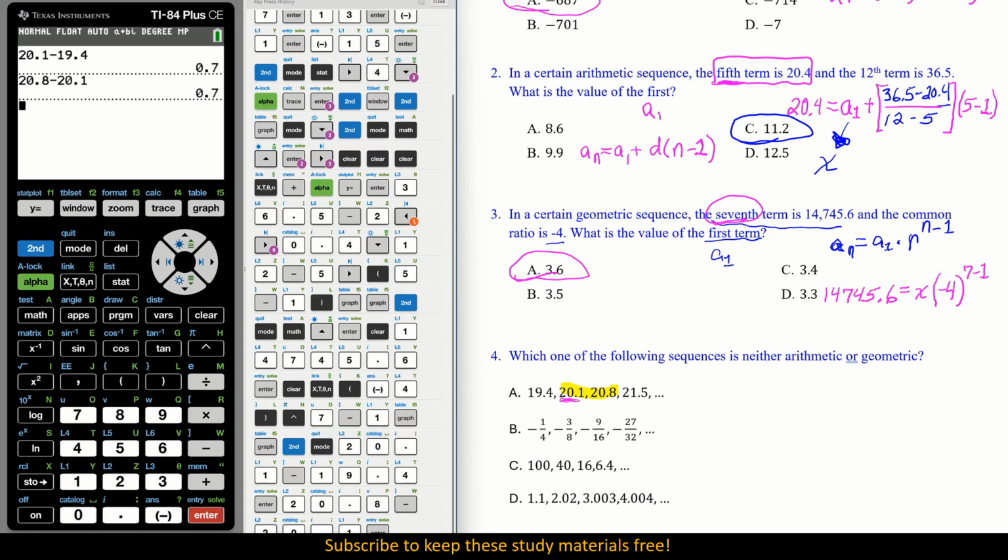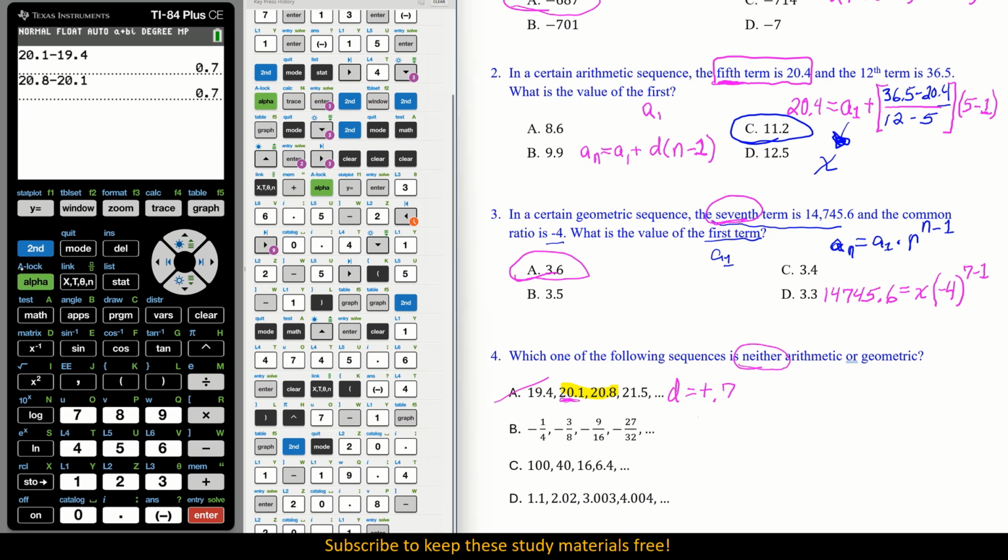And there we go. So this one, it says is neither. That means we're looking for not. We don't want either of them. All right, so A is not what we're looking for. It actually has a common difference of plus 0.7, so that's not going to work. Now, when we look at the next one, I can tell you right now, it's geometric. So you can either try subtracting these or you can go ahead and set up division.